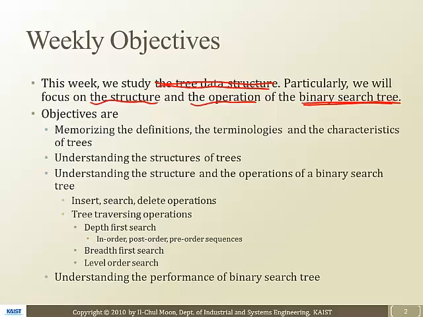So the objectives are these. First, you have to memorize some definitions, terminology, and characteristics. After that, you have to understand the structures of trees, and how they are related to the operations of a binary search tree. For instance, insertion, search, and deletion are the usual suspects of our interest. Furthermore, we are going to talk about the tree traversing operations. It's really different from insertion, search, and deletion. It might be somewhat similar to search, but it's a kind of unique operation of trees and graphs. So traversing is the first operation that you are going to encounter this week.